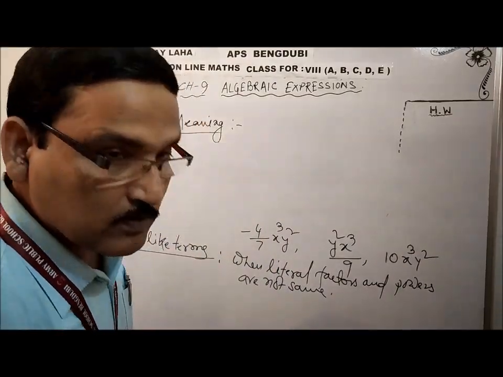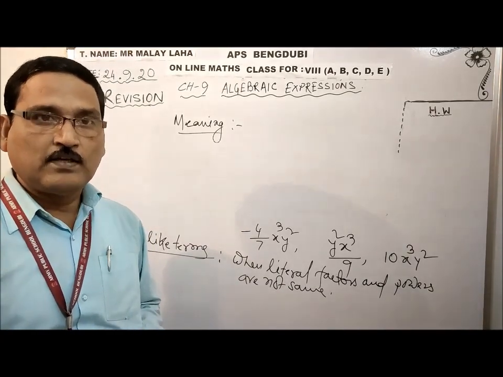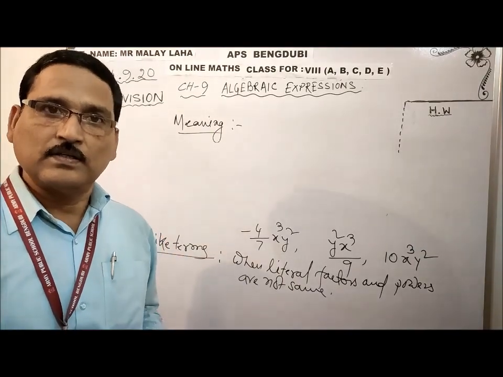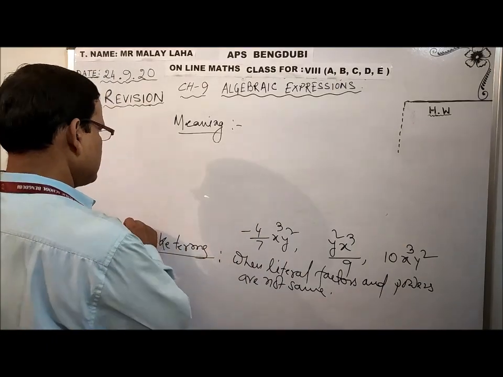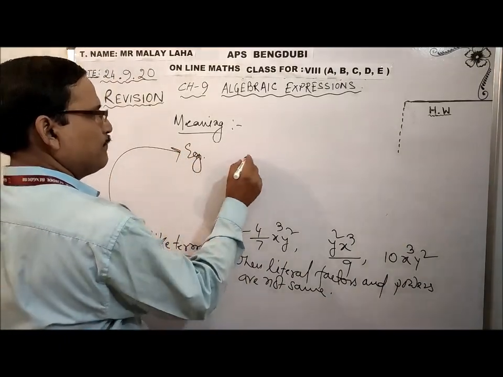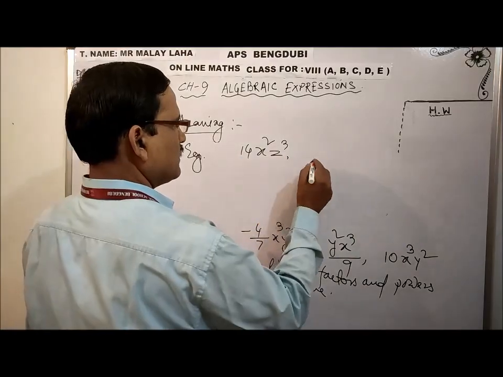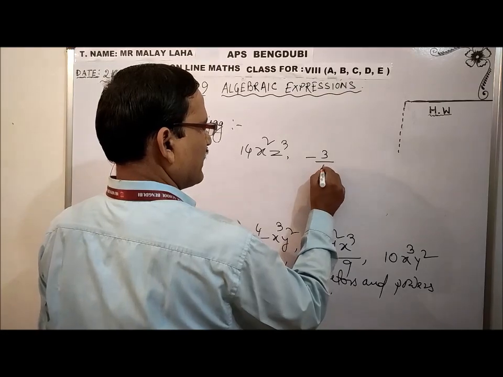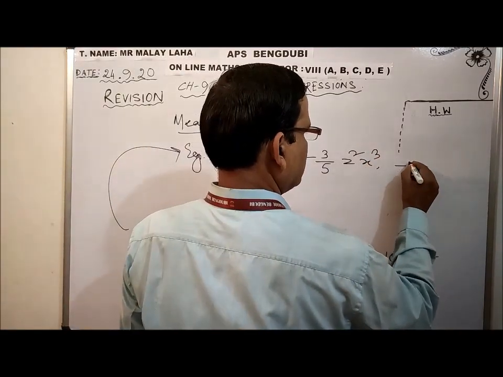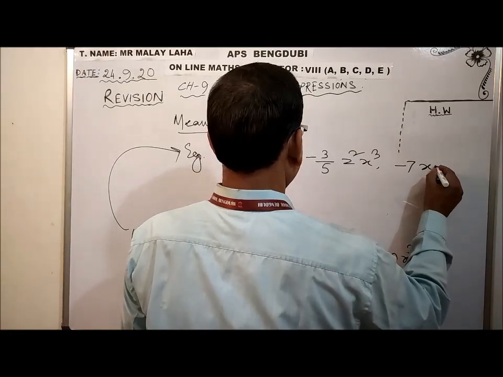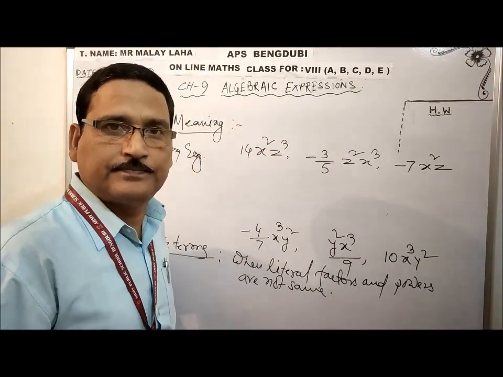You see, when this type of question is coming, then you remember last what I said in that class. Unlike term, when you are selecting, you have to see whether literal factor and power in all terms same or not. If same, like terms. If not same, unlike term. I am showing unlike term example. Say 14x square z cube minus 3 by 5 z square x cube minus 7x square z. Like? Are they like? Not like.